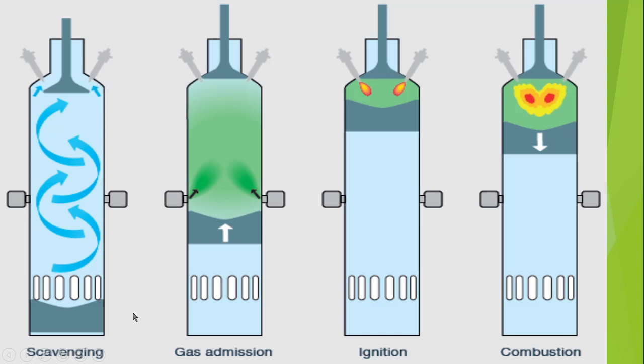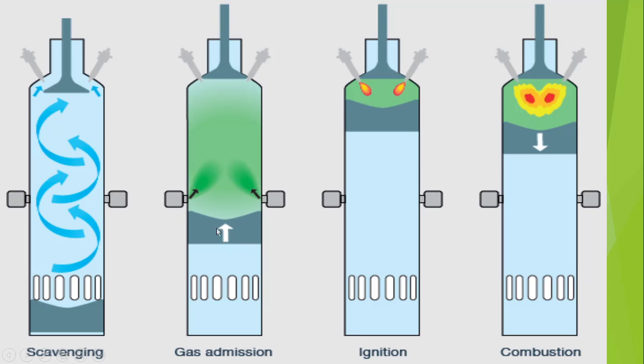So what is happening when the piston is at the BDC? The air is entering and removing the remaining exhaust, and after that, when the piston is just covering the scavenge port, the exhaust valve is also closed. Now the compression stroke begins.